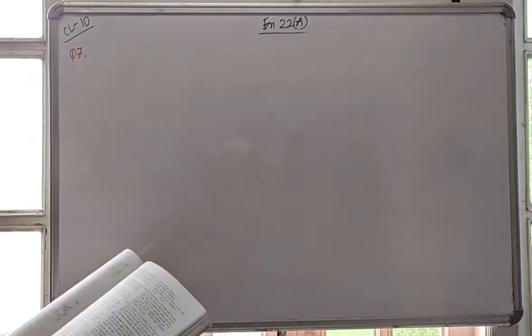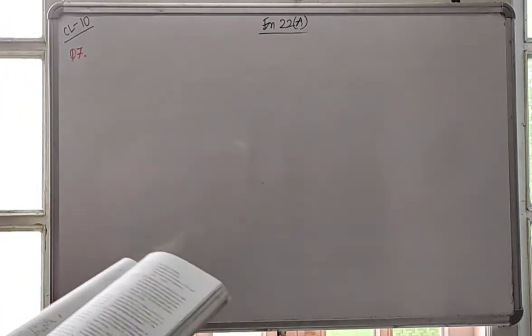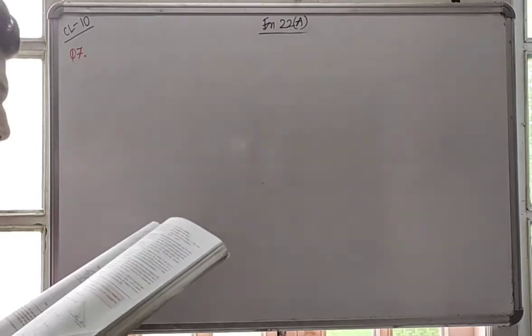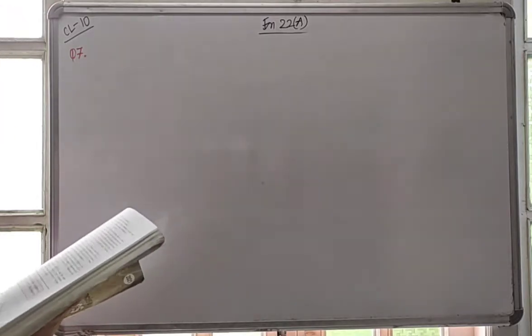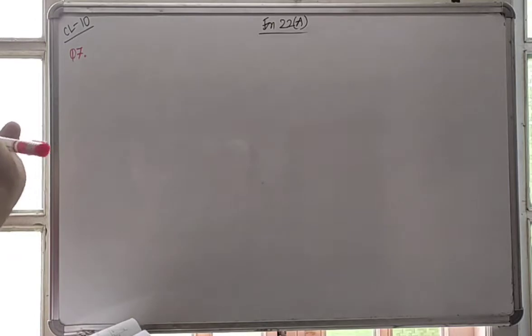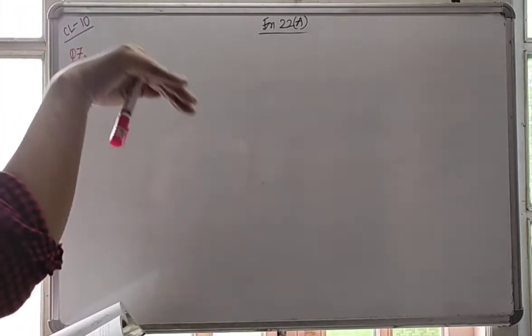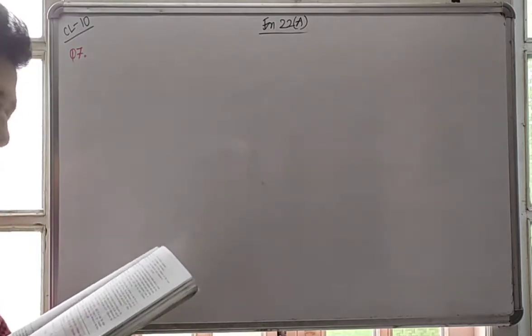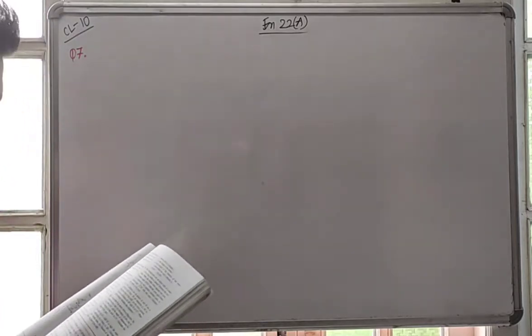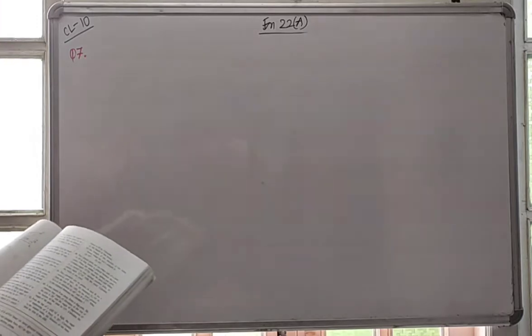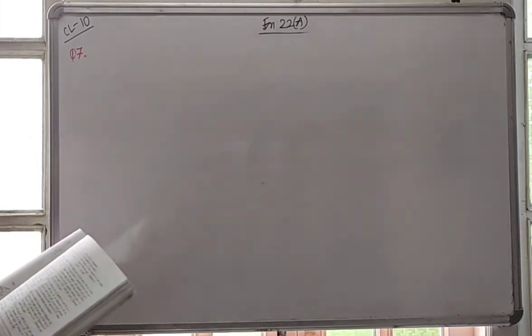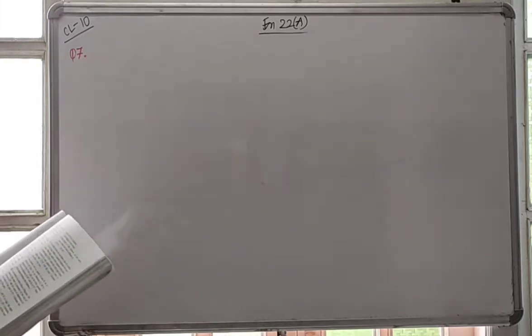The question says the upper part of a tree broken by a wind makes an angle 45 degree with the ground. So the upper part of the tree is broken. Suppose this is your tree, it has been broken, and the upper part is now making an angle 45 degree with the ground, and the distance from the root to the point where this touches is 15 meter. What was the height of the tree before it was broken?